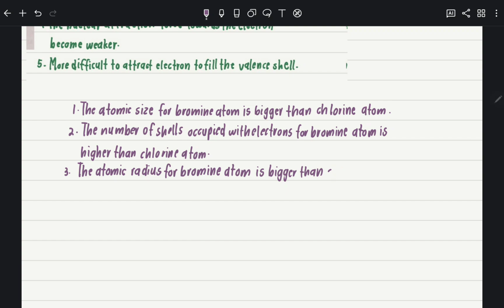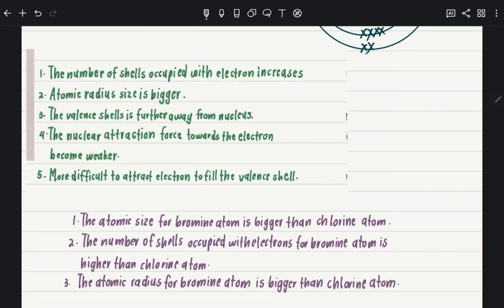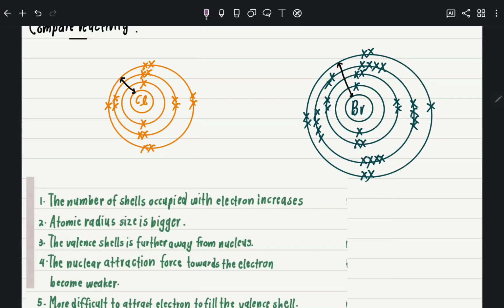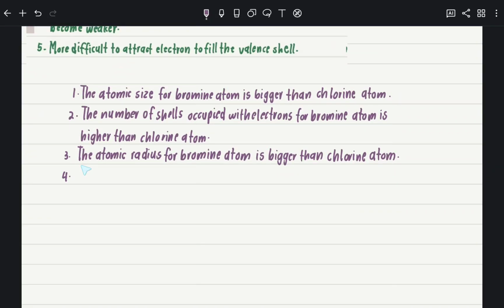Alright, then chlorine atom. So once you are done with this comparison, then you must talk about the valence shell. So the valence shell of which one is further apart from the nucleus? Chlorine or bromine? Obviously bromine. So you can say the valence shell for bromine atom is further apart. Okay, meaning that it's far.